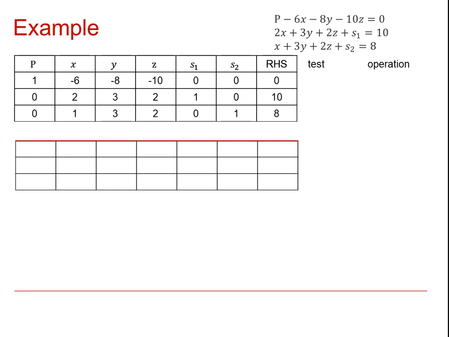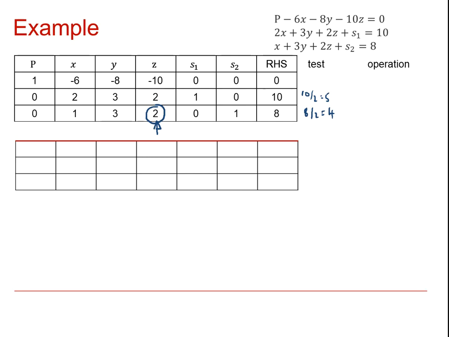We now need to see if there are any improvements that can be made, and yes, there are. There are negative values in the objective row. And we see that the most negative one is in the Z column. So this becomes our pivot column. And we apply the test by dividing the numbers at the right-hand side by the corresponding elements in the pivot column. So 10 divided by 2 is 5. 8 divided by 2 is equal to 4. And use the smallest positive value, so in this case the 4, to indicate that the 2 here is our pivot element.